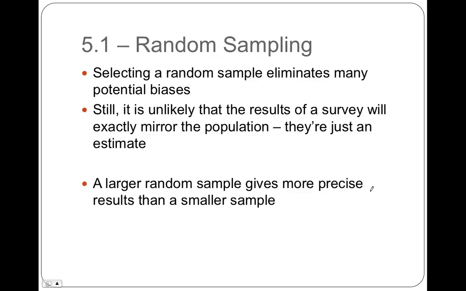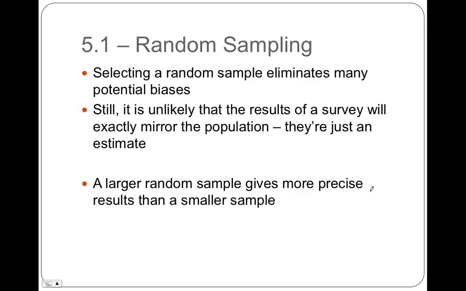Selecting a random sample eliminates many potential biases. A simple random sample or a stratified random sample is going to be much better than a voluntary response sample or a convenience sample. Still, it's unlikely that the results of a survey will exactly mirror the population. It's not going to be exact because we're not examining the entire population. It's just giving us an estimate. However, the larger the random sample is, the more precise it's going to be. So a larger sample gives us more precise results than a smaller sample.